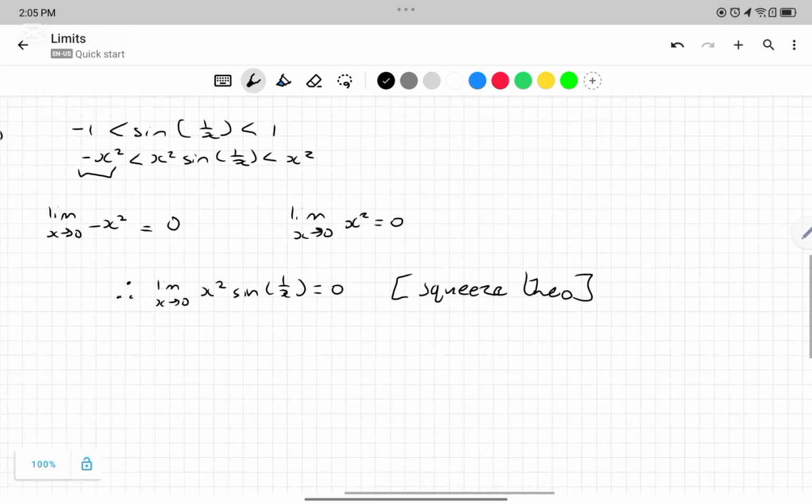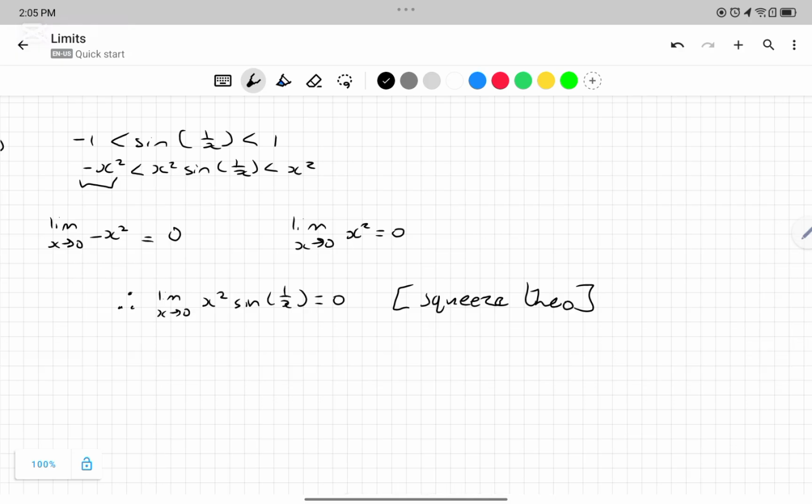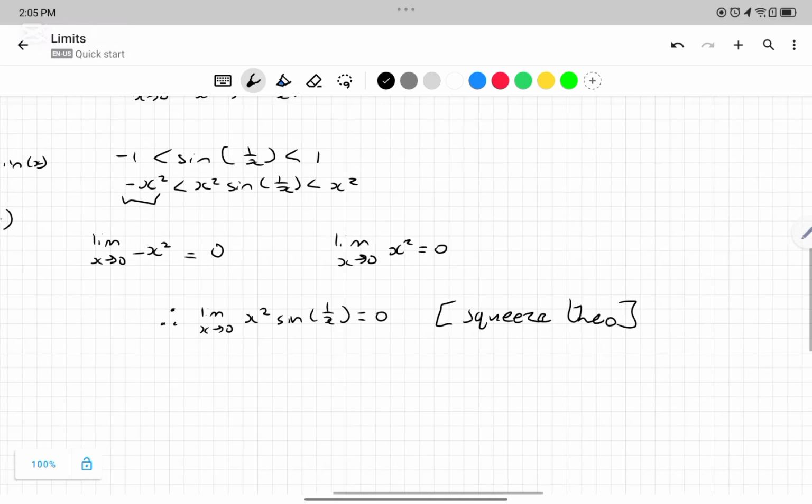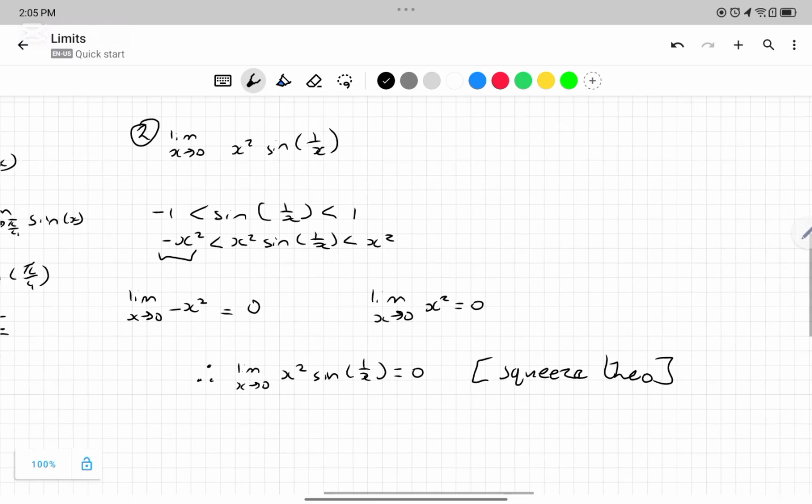So that's that. Commit that to memory. Work on it from time to time. Make sure you understand that part. It's very important.